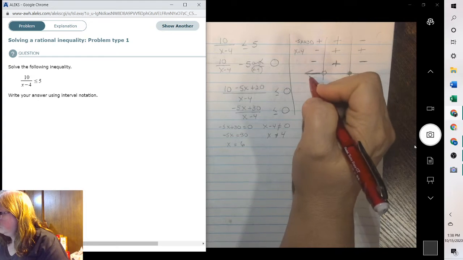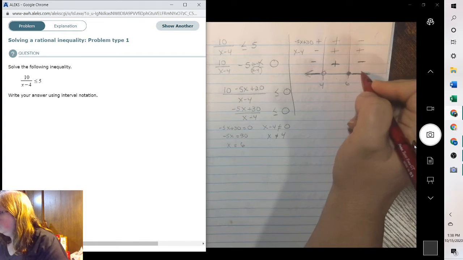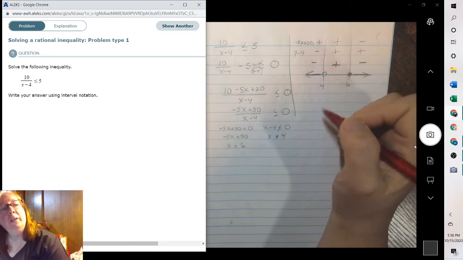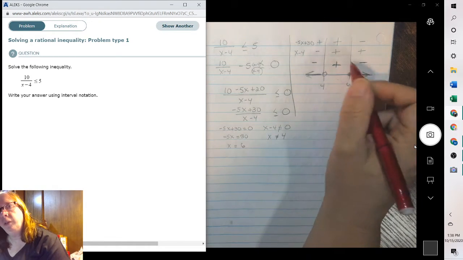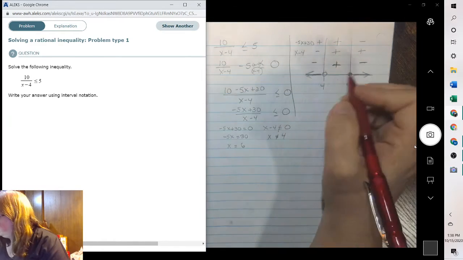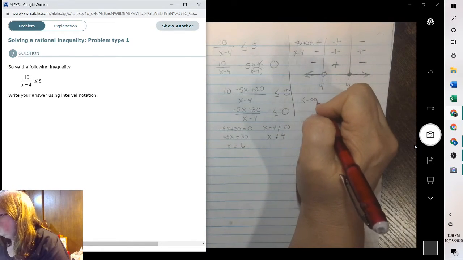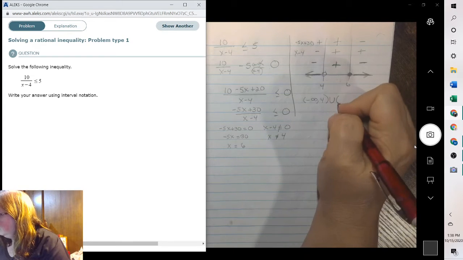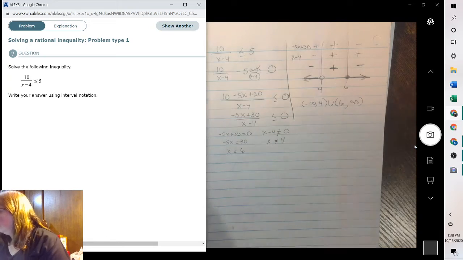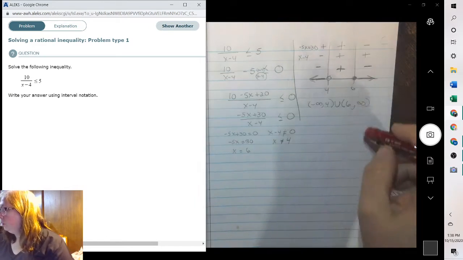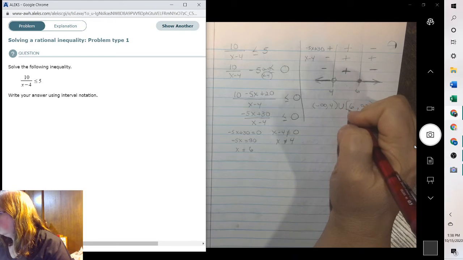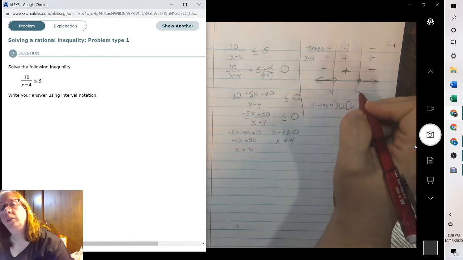This one and this one. In this case, they don't want the graph, they want interval notation. But I always graph this first because you need to show the sign analysis. Negative infinity to 4, union with 6 to infinity. 4 gets a parenthesis because it's not equal to, but 6 needs a square bracket because it is including it.